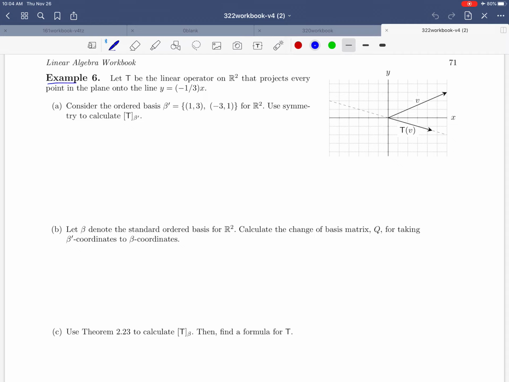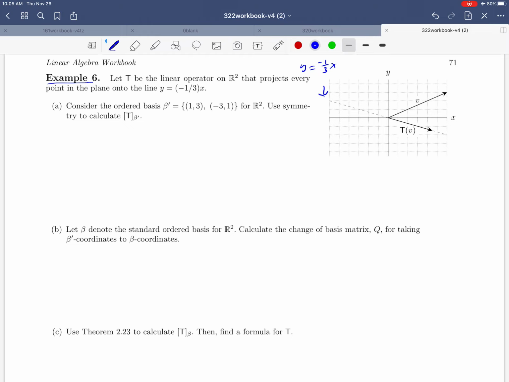So if we read this together, they'd like us to let T be the linear operator in R2 that projects every point in the plane onto the line y equals negative 1/3 x. Okay, and so that line is the dotted line that you see in the picture here. Negative 1/3 x, just for reference.